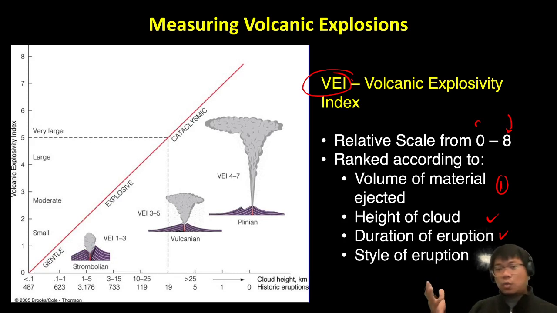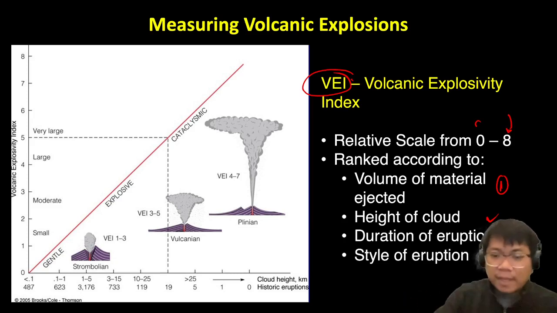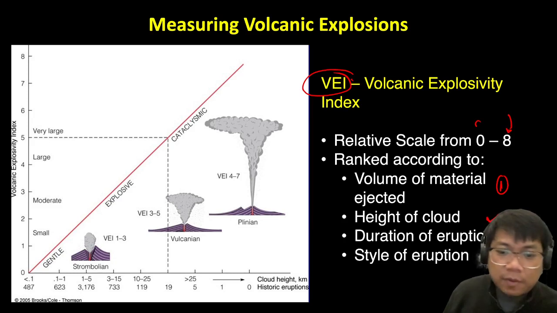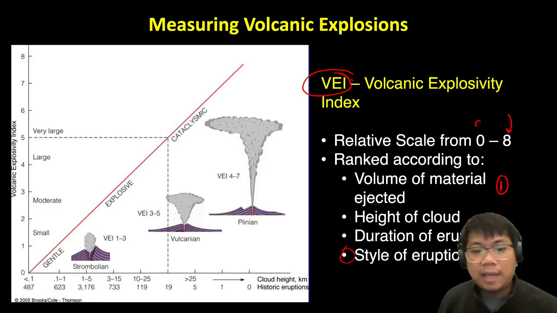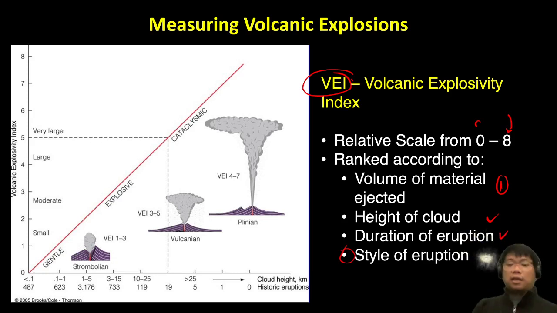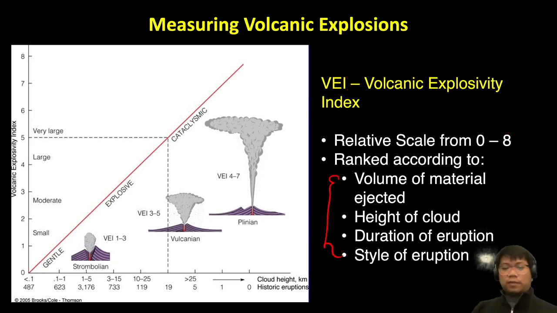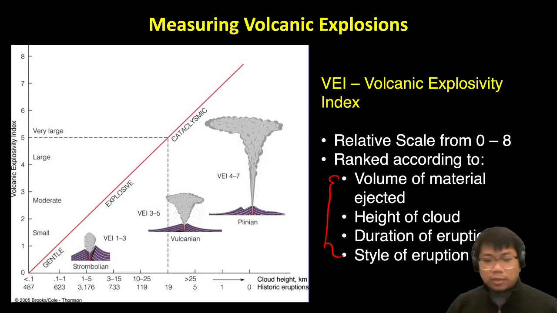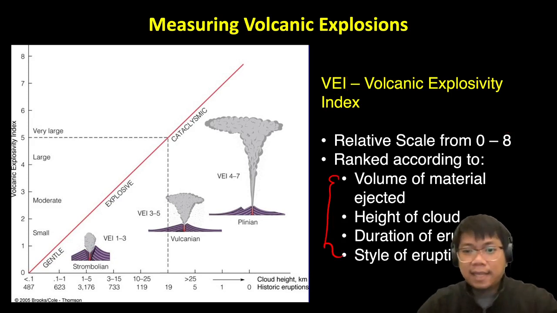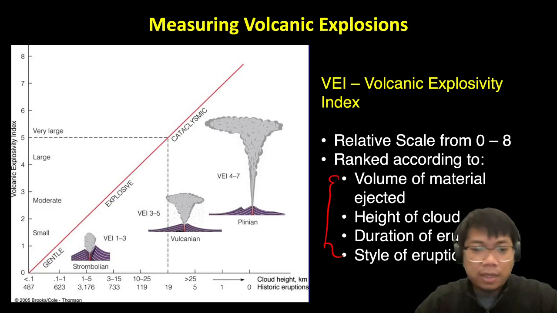Eruptions can go for several hours, or they can go even days or weeks, or even years. The style of eruption is also another factor that geoscientists consider to help rank volcanic eruptions. So again, these are the four main elements that geoscientists measure to determine the volcanic explosivity index for an eruption.